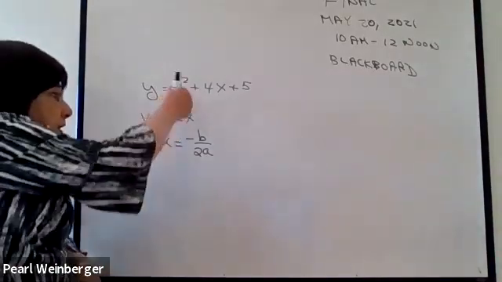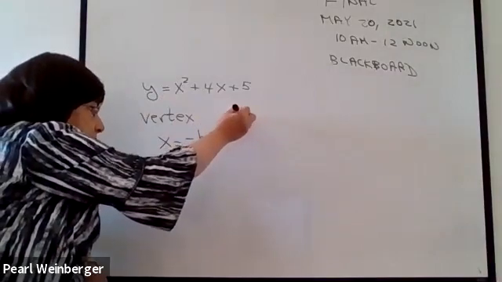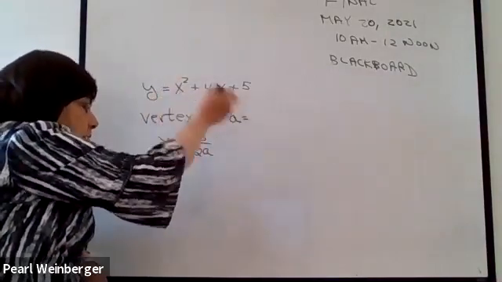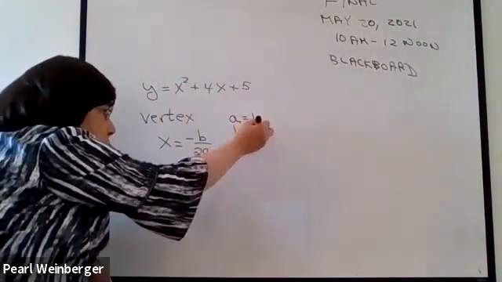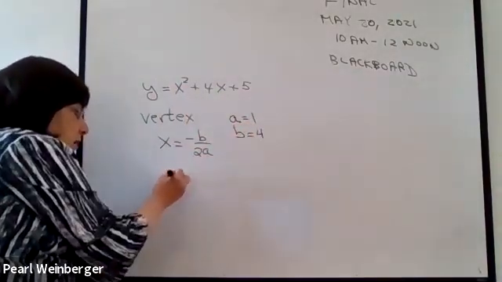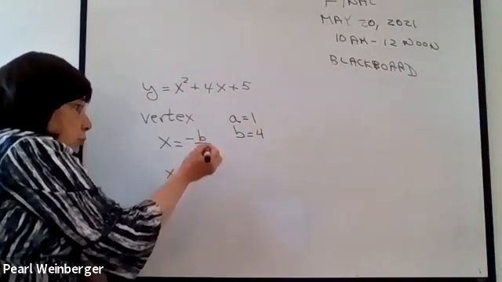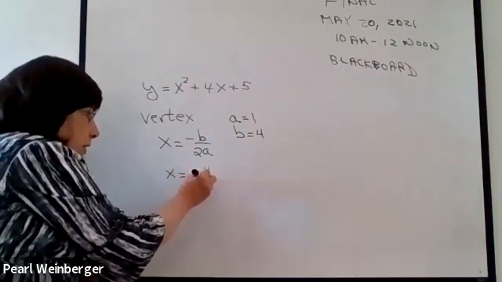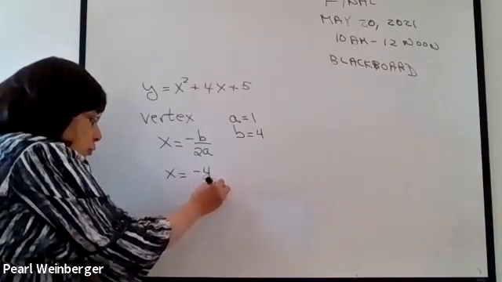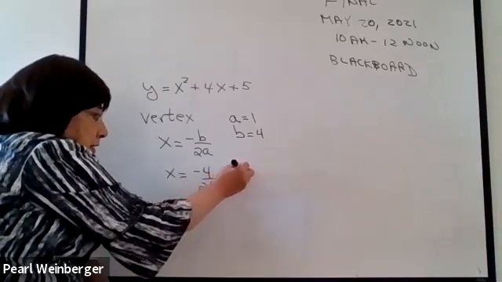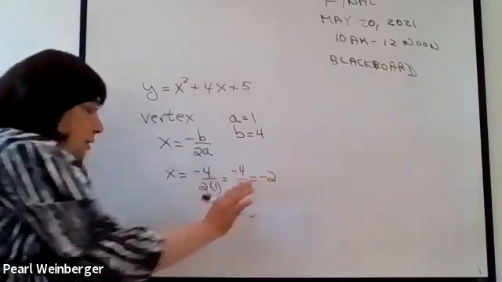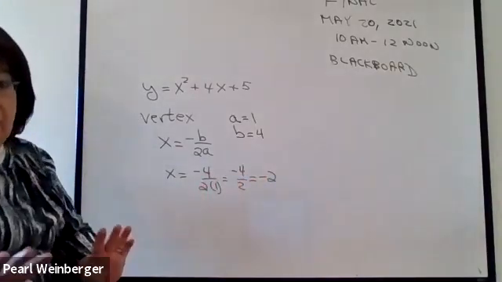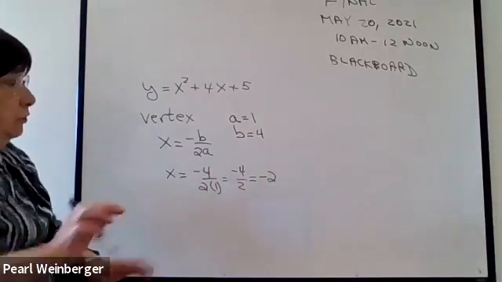In this particular example, my a happens to be equal to 1 because there's no number there. And my b happens to be equal to 4. So to find the x of the vertex, we do negative 4, that's negative b, over 2 times 1, which gives me negative 4 over 2, which is negative 2. Now don't stop here because that's not the vertex, that's just the x of the vertex.